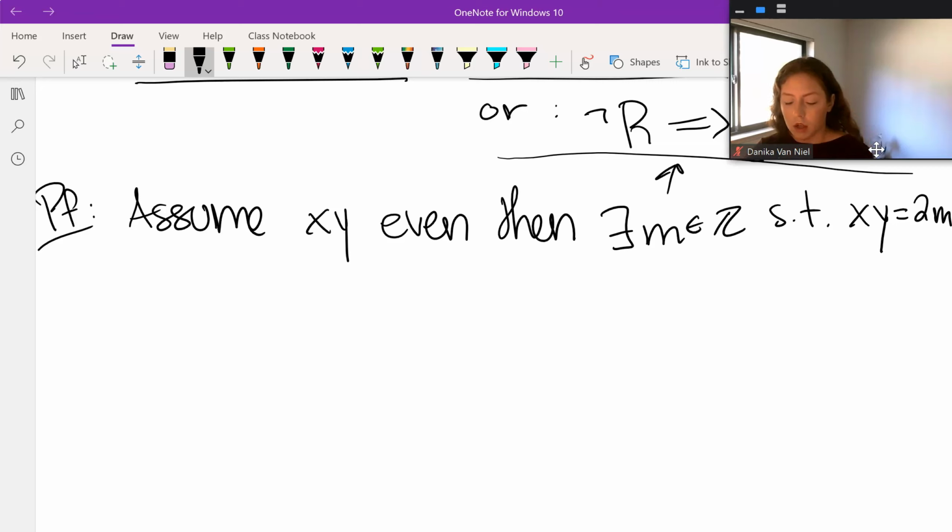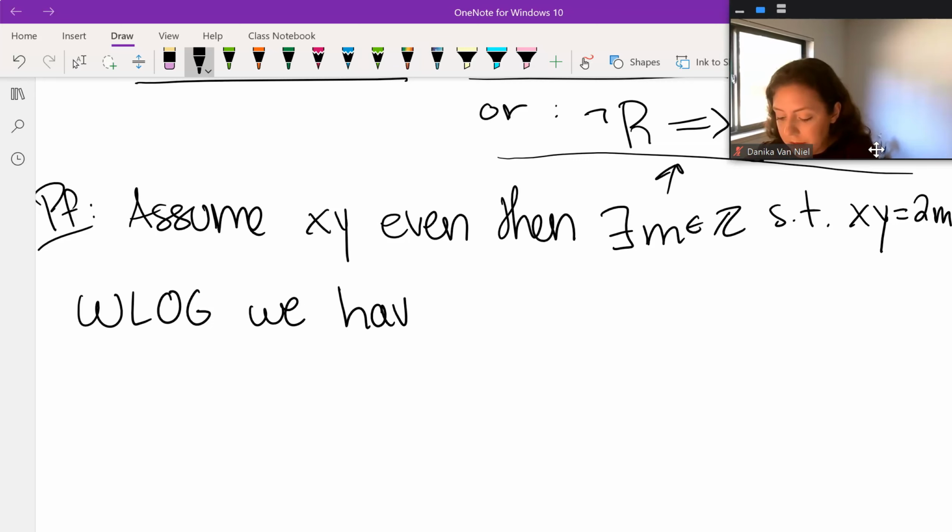Okay? So without loss of generality, all that means is if I say that x is even and y is odd, that's basically the same as saying y is even and x is odd. Okay, because they're just variables. I just flip-flop them. We have 3 cases.